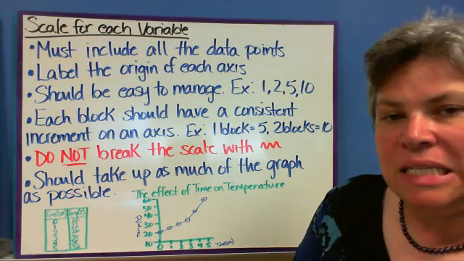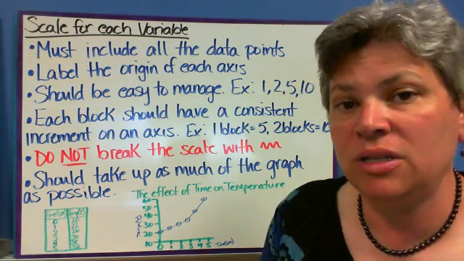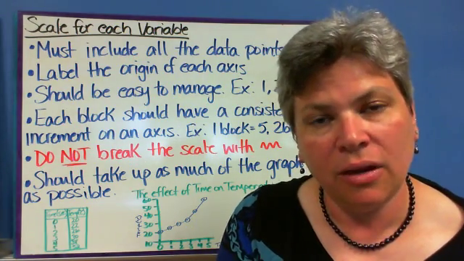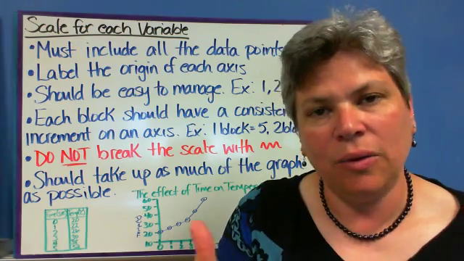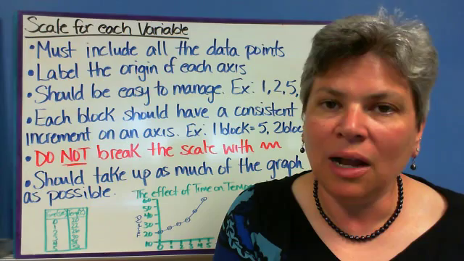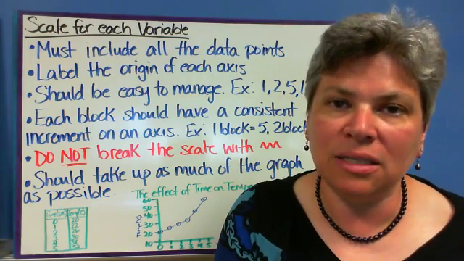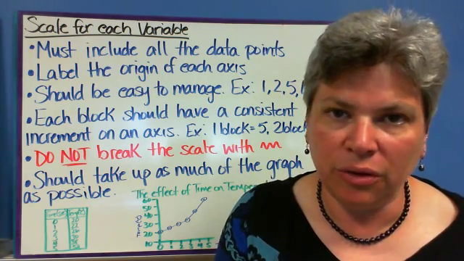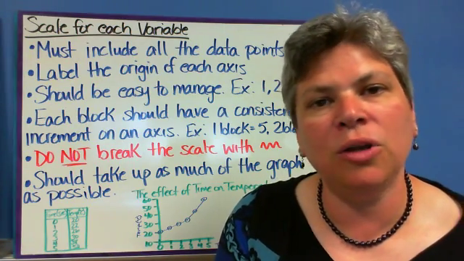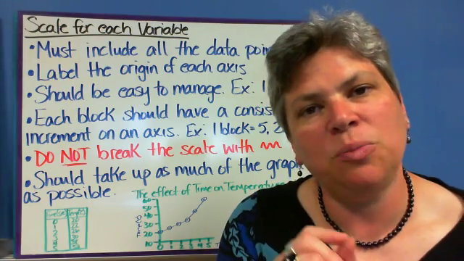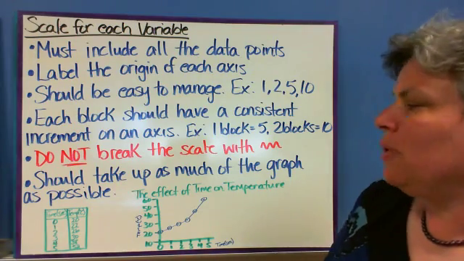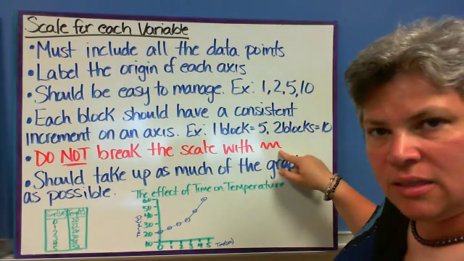Each block should have a consistent increment on the axes. In other words, if I go 1 block on my graph and that 1 block is equal to 5, then 2 blocks is equal to 10, 3 blocks is equal to 15, 4 blocks is equal to 20. Or if 1 block was equal to 10, then 2 blocks is equal to 20, 3 blocks is equal to 30, 4 blocks is equal to 40. Doesn't make any difference what number you go by as long as each block is equal to the same increment every time. Do not break your scale with one of those little squiggly things.